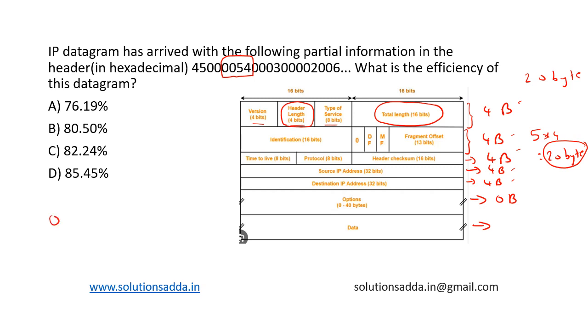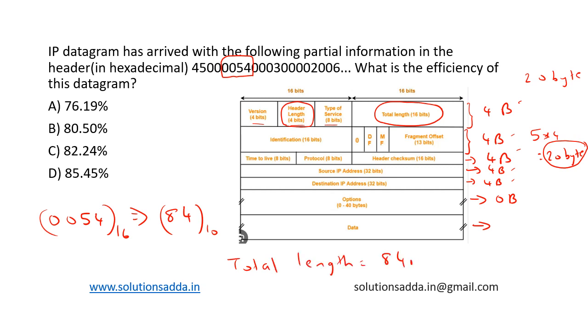So 0054 in hexadecimal is equivalent to 84 in decimal. So the total length of the datagram is equal to 84 bytes and header length is 20 bytes.